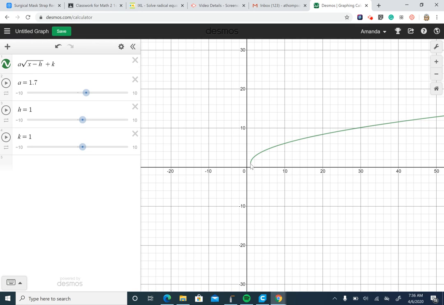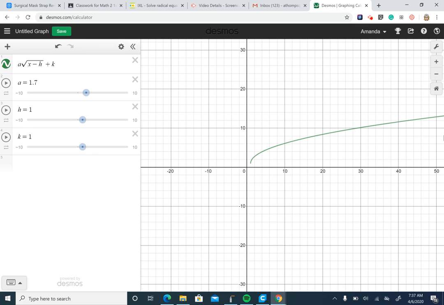Our domain started at 1 and it goes on forever. So anything greater than 1, right? And then x is greater than 1. And then our range, where does it start? It starts at, so our y value starts at 1 also for this.